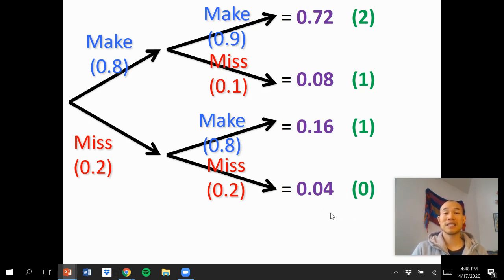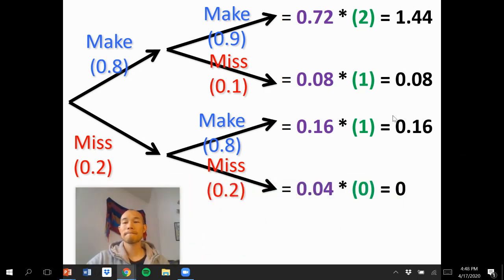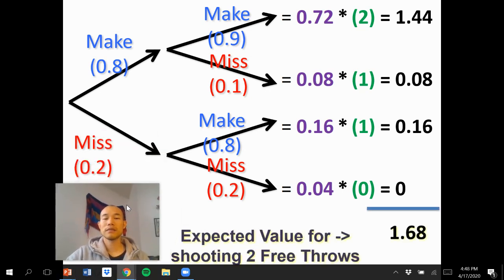If we want to calculate the expected value of you taking 2 free throw shots, how many points can we expect? You can just multiply the probability of each event by its value. And then you can add up those results. And you'll see that the expected value for shooting 2 free throws is 1.68 in this case. On average, we'll expect you to earn 1.68 points if you're given the opportunity to shoot 2 free throws.